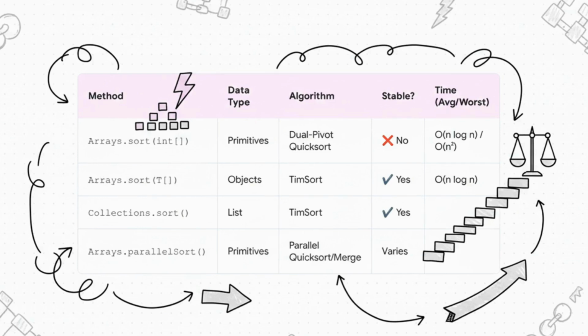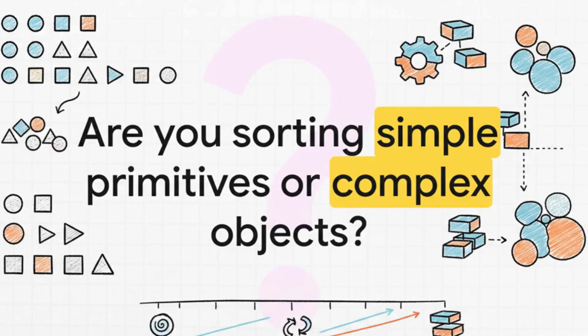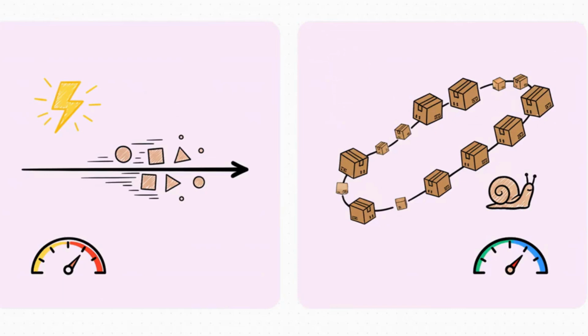Now notice tim-sort's worst-case time, it's still a solid O of n log n. Quicksort, on the other hand, can degrade to O of n squared, which is way slower, even though that's pretty rare in practice. And parallel sort, that's a whole different animal, really designed for massive scale. This is always your starting point. The type of data you're sorting fundamentally decides which algorithm Java is going to use and what kind of performance you can expect.